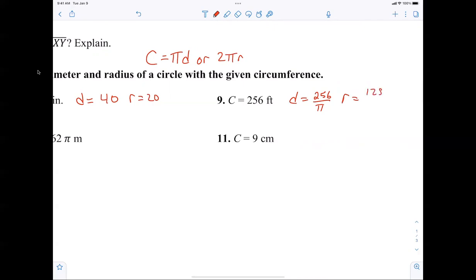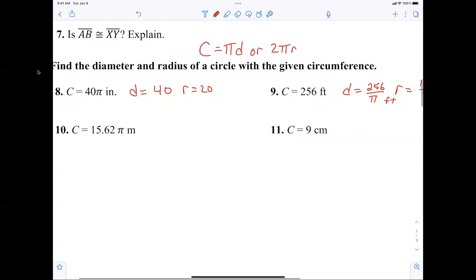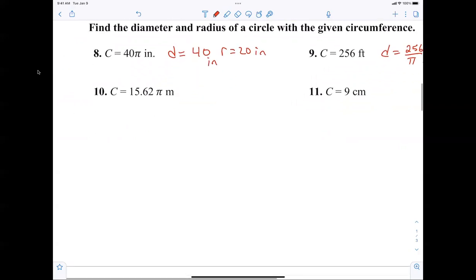128 over pi. Yeah, 128 over pi. And again, these are all measured. I need to put the units in there: feet, inches, inches. So again, if the circumference is 15.62 pi, then the diameter is 15.62, and the radius was 7.81.